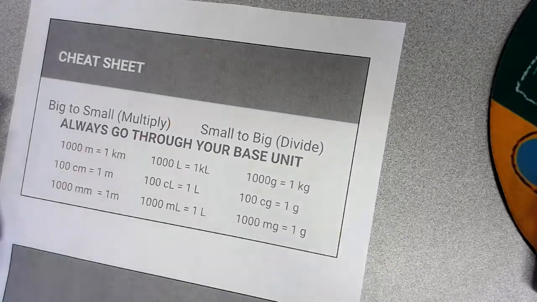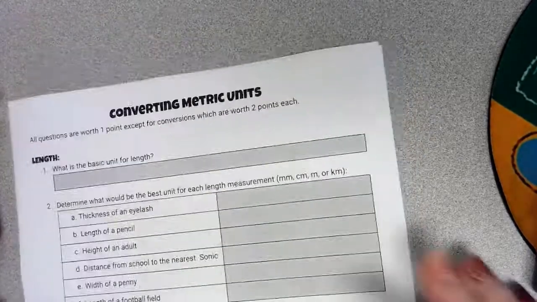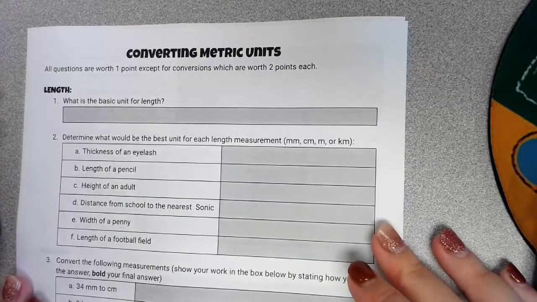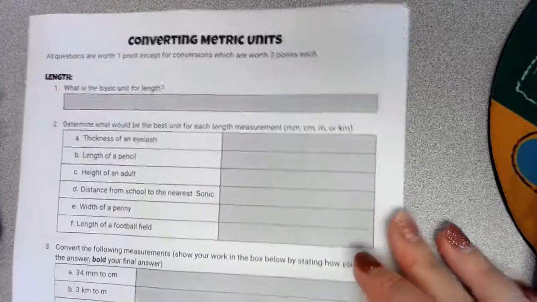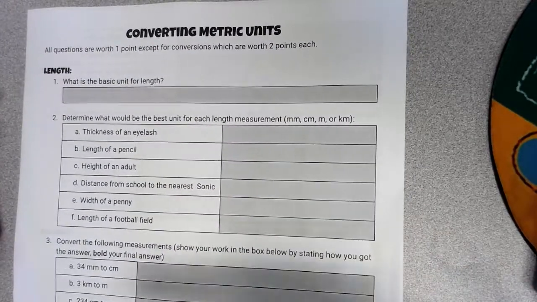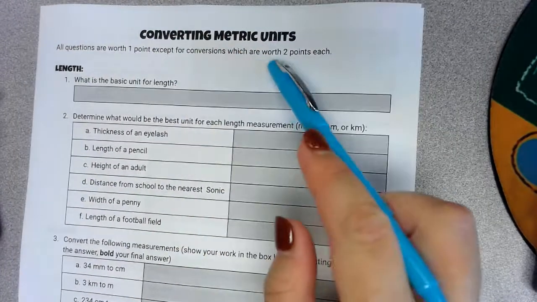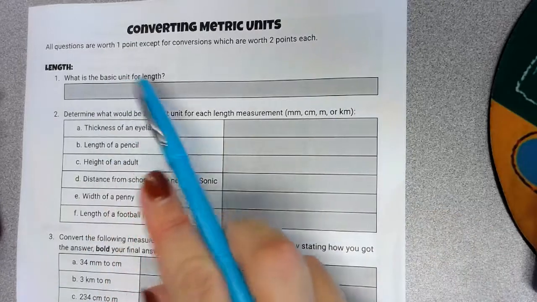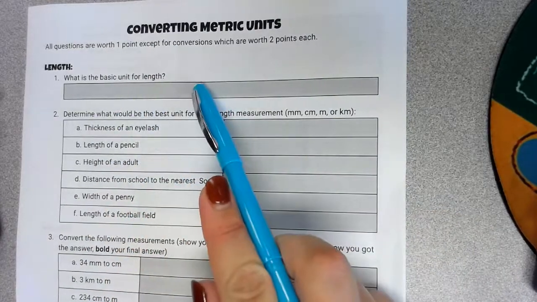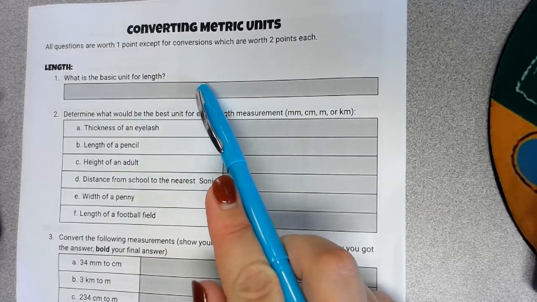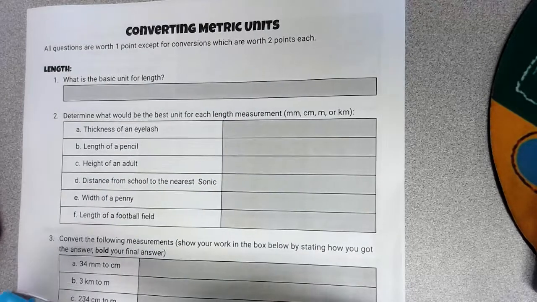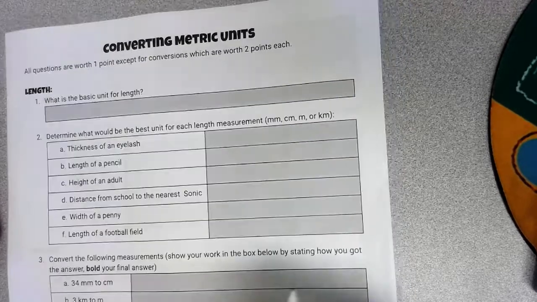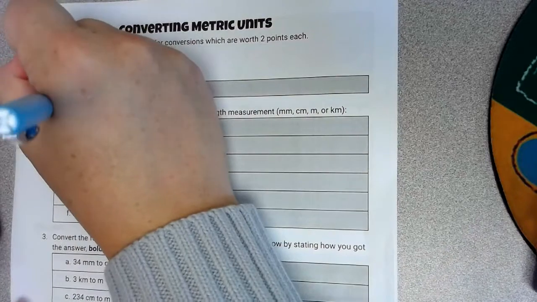All right, on your converting metric units assignment, which is on Canvas as well, you're going to do this on the computer. You're going to answer the following questions. So all questions are worth 1 point except for conversions, which are worth 2 points each. And I'll show you what I want you to do on those. So the first thing it says, what is the basic unit for length? If I'm going to measure length, what unit am I going to use? Is it liters? Is it grams? Is it meters? I think the basic unit for length is meters.